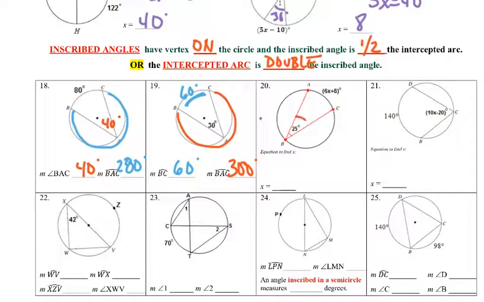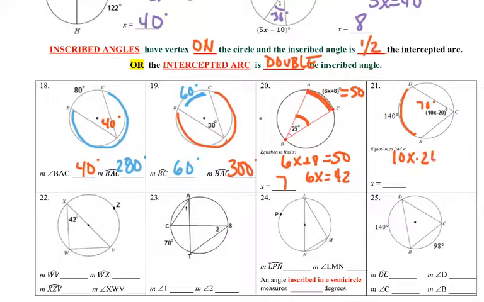When I have an equation, this is 25, so this is going to actually be double 25, or 50. So it's not 6x plus 8 equals 25, it's 6x plus 8 equals 50, or 6x equals 42, or x is 7. Here, the arc is given as 140, so the angle is half of that, or 70. So it's 10x minus 20 equals 70. 10x is 90, x is 9.